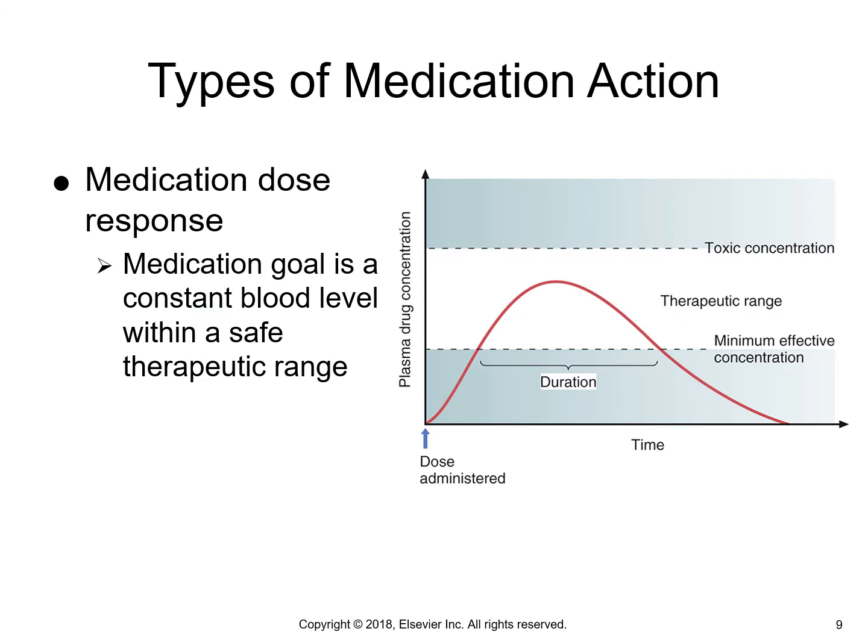Moving on to response. We see here in this graph the toxic concentration we're trying to avoid, the therapeutic range that we are trying to achieve, whereby we have the amelioration or the discontinuance of the symptom, and then we want there not to be a very low level in the body. So safely therapeutic.